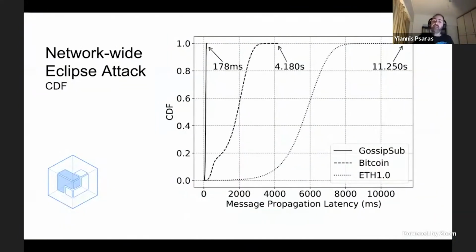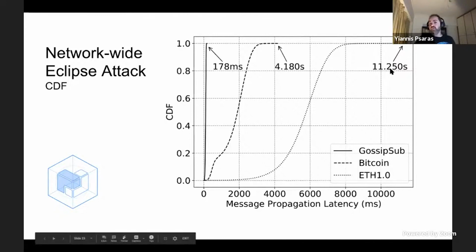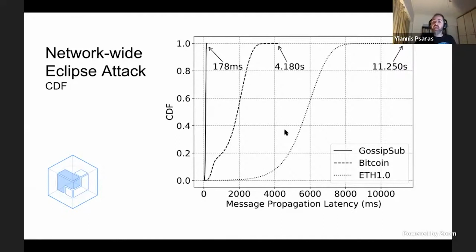So this is the network-wide Eclipse attack, where we have a very big number of nodes. I think the ratio is 20 Sybil nodes to 1 honest node, and they're joining the network and trying to eclipse it. What we see here is that the Ethereum and Bitcoin protocols, even with flat publishing, are severely affected, and it takes up to 11 seconds for Ethereum to propagate those messages, and up to 4+ seconds for Bitcoin. On the other hand, Gossipsub stays really immune, since it's not even connecting to those Sybil nodes. So the message propagation stays as if nothing happens.